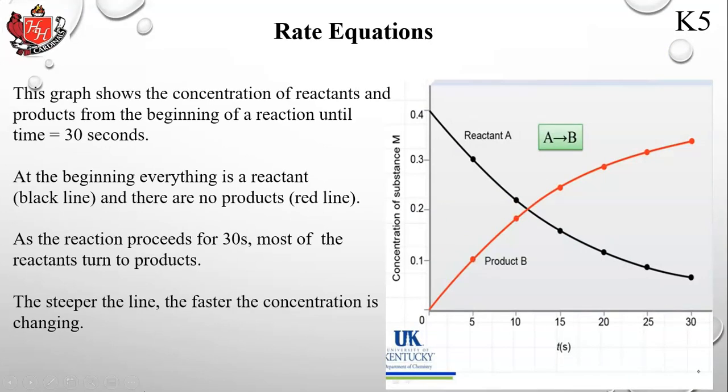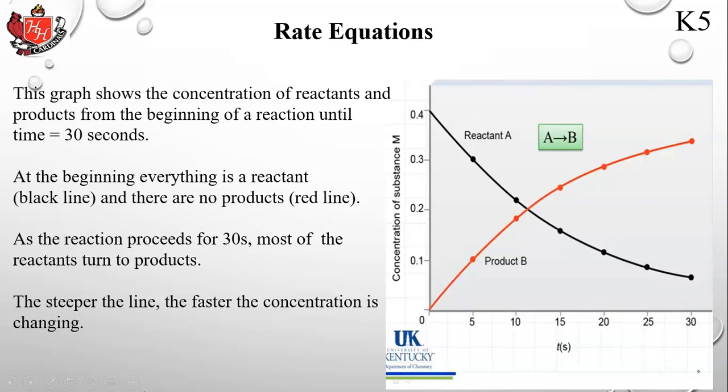Okay, this is a typical graph of a reactant and a product and what happens over time. This graph shows the concentration of reactants and products from the beginning of the reaction until time equals 30 seconds. At the beginning, everything is reactant. If you look to the far left, you see it up at 0.4 is reactants. That's all you have. You don't have anything on the red line yet, which is products, what's going to be produced. So at the beginning, everything is reactant, black line, and there are no products, red line.